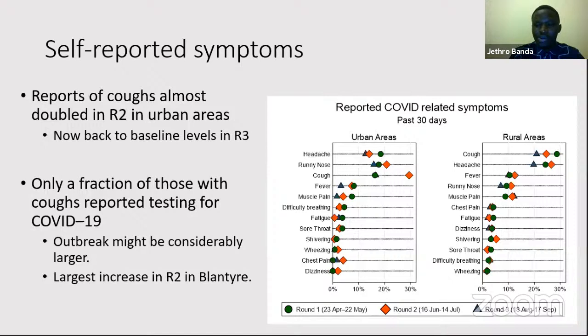With the first, we experienced a peak in reports of coughs in round two in urban areas mostly, but for most of the other symptoms, they haven't changed as much as the coughs did. But when we talk to these people, only a fraction of them reported that they had been tested for COVID-19, which in a way suggests that possibly the COVID-19 outbreak might have been considerably larger than the figures that we currently have. The largest increase in reports for coughs was recorded in Blantyre compared to all other regions that we have.